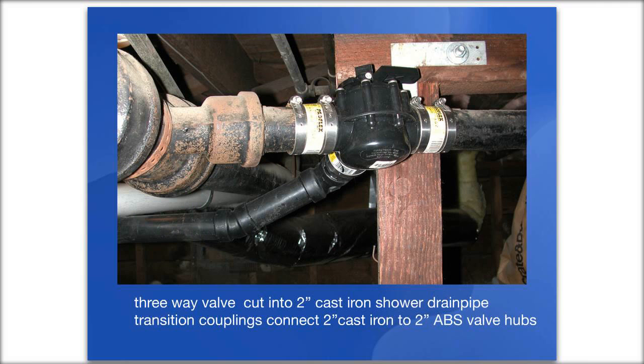Okay, in the next picture, this is just showing you the three-way valve actually installed under a house. This is leaded cast iron, so we've cut the cast iron with a Sawzall, taken out the piece, and used these transition couplings that go from 2-inch plastic to 2-inch cast iron. And then on the side going to the garden, in this case we used 1.5 inch ABS, so there's a transition coupling that reduces down to the 1.5 inch ABS.